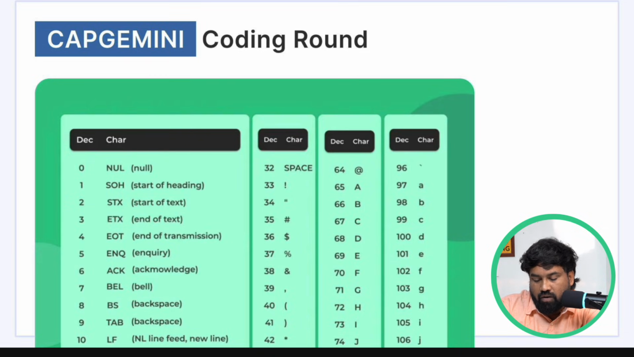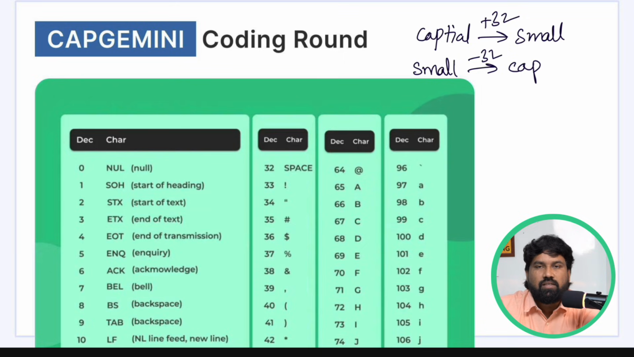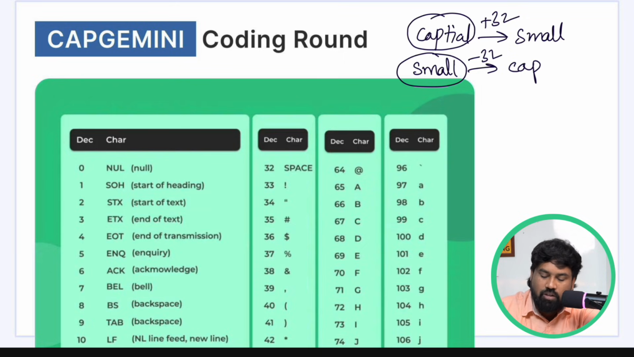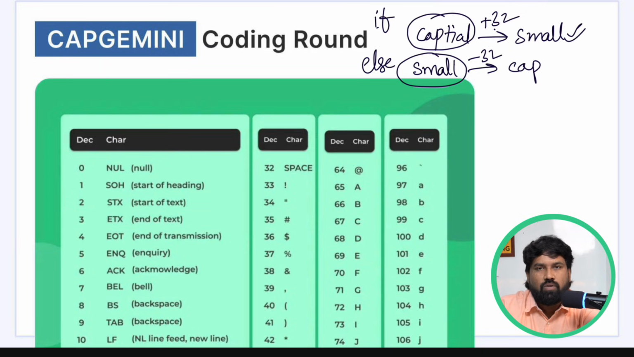If you want to convert capital letters to small, you need to add 32. And if you want to convert small to capital letters, you have to subtract 32. How can you decide whether it is a capital or small? I have to use an if else condition. If it is a capital, I will add 32 and it will convert into small. Else, it will be converted into capital.